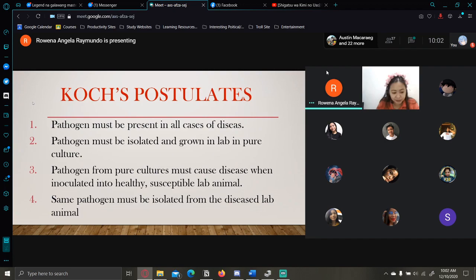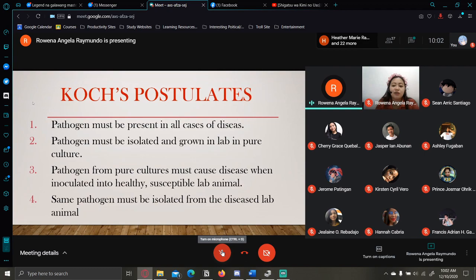Miss, yes, Francis. Yung sa mga exemptions po ng postulates, paano pa rin po napoprove na may kinalaman pa rin sila sa sakit? Dahil exemption sila, hindi sila fully napag-eksperimentohan. But of course, there are experiments related doon. Pero hindi siya fully talaga napag-eksperimentohan or naaaral kasi nga merong mga specific conditions na kailangan. But still, there are experiments na nagawa regarding these exemptions.